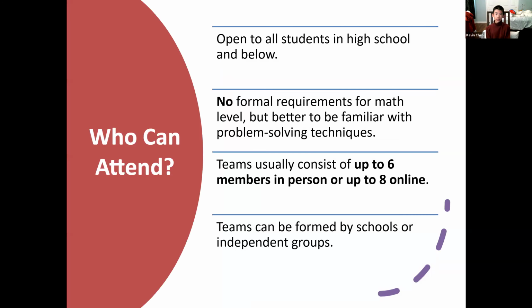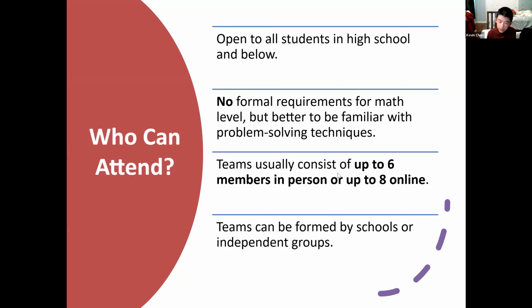So, the SMT is open to all students in high school and below, and there are no formal requirements for math skill level, but it's better to be familiar with problem-solving techniques because it's a math competition after all. Teams usually consist of up to 6 members in person or up to 8 people on a team online. And teams can be formed by schools or independent groups. So, for example, if you have some friends from across the globe, you can still be part of the same team.